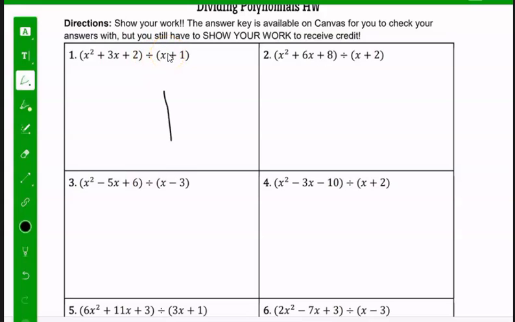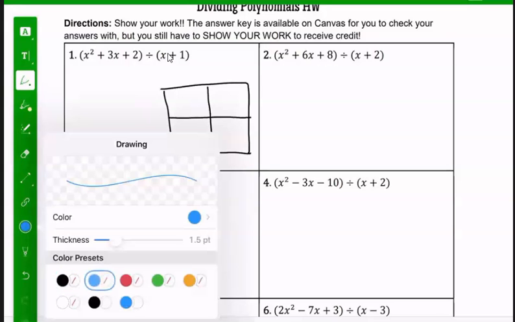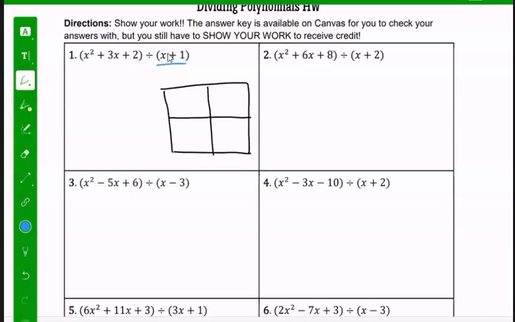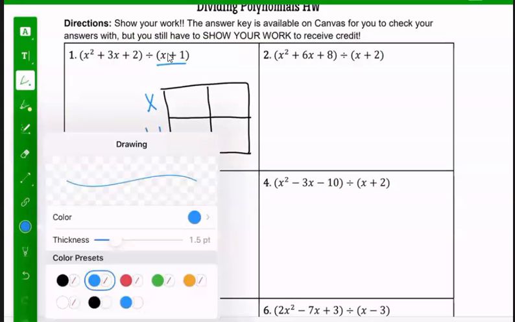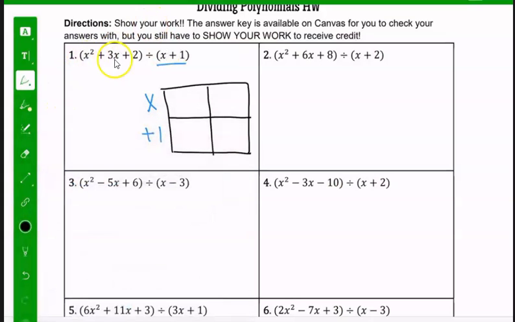Well, if we follow our steps from our notes, I know my first step is to draw my 2 by 2 box. My next step is to write the binomial they give me, that x plus 1, on the left side of my box. Third step will be to fill in the terms I do know. I know my first and last term never change within my box method because there's nothing to combine like terms with them. So this will stay as x squared and this will stay as the positive 2.